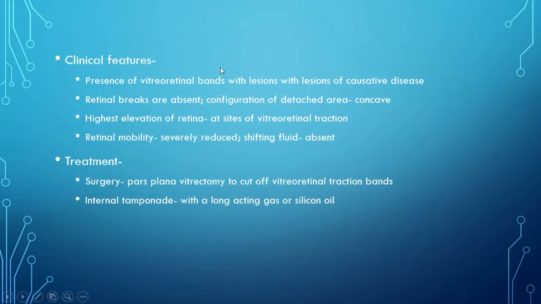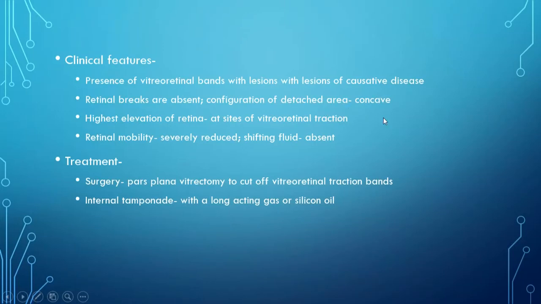So, what are the clinical features in a case of tractional retinal detachment? There is presence of vitreoretinal bands with lesions of the causative disease. So, whenever there is a risk factor present, there will be vitreoretinal bands which cause a pull over the retina. And in these conditions, retinal breaks are absent, unlike in rhegmatogenous. So you need to differentiate the condition by looking at the fundus picture. And the configuration of the detached area in these conditions will be concave.